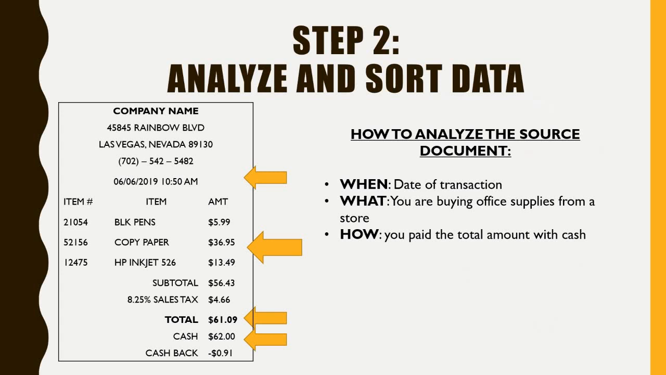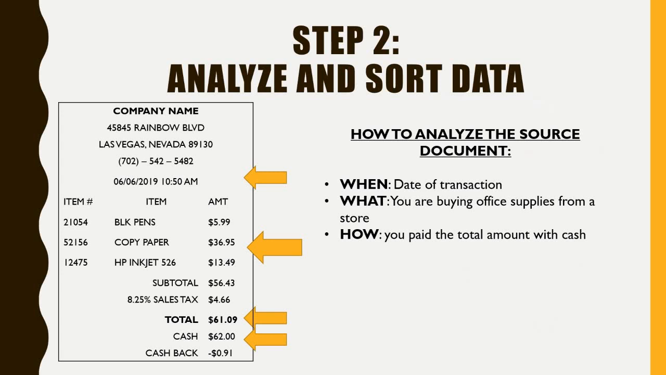So when did this happen? Usually the receipt will have an exact date and timestamp. Okay, so in this case, this transaction happened on June 6th of 2019. Okay. Where did it happen? Obviously, the title and the store location is already there. Okay, so what happened? Well, what did you purchase?